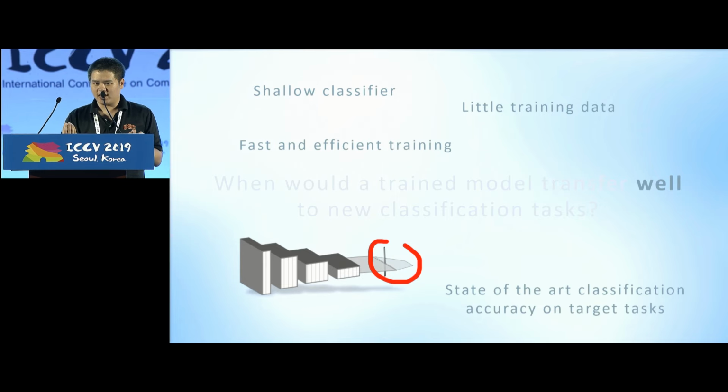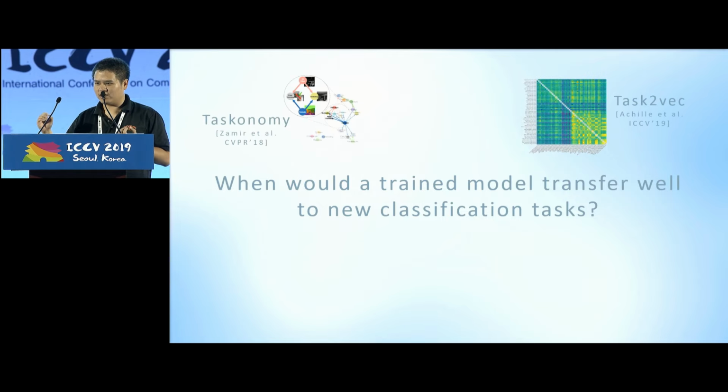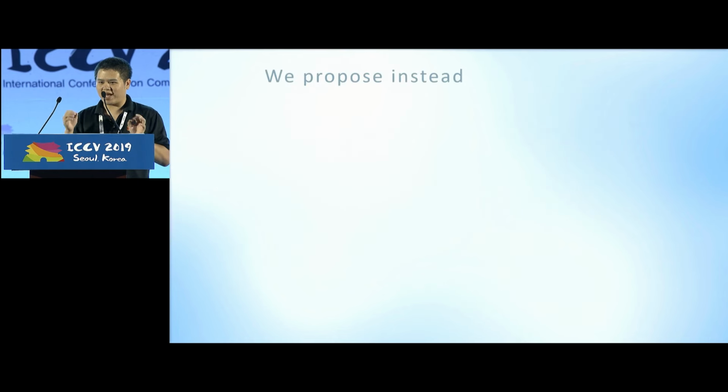But the question is how we can predict whether transfer learning can work, how we can get a good accuracy on the transfer network, and how we can measure it. Before, people did a lot of study on how to predict the accuracy of the transfer model. For example, last year we had Taxonomy, and this year we have Task2Vec. The problem is that both methods represent tasks using the trained model, so they are computationally expensive.